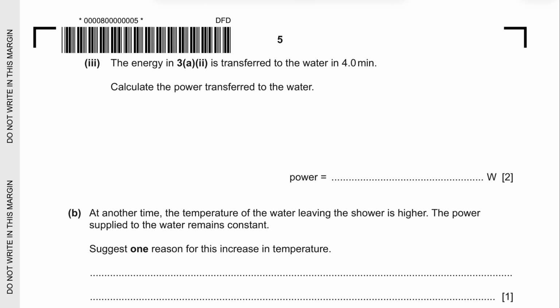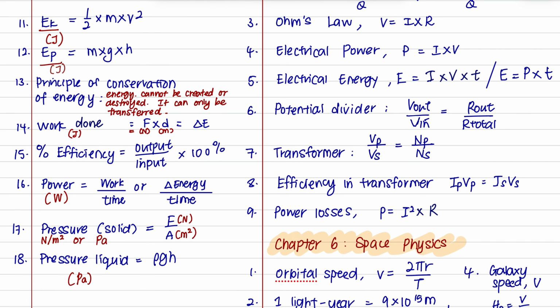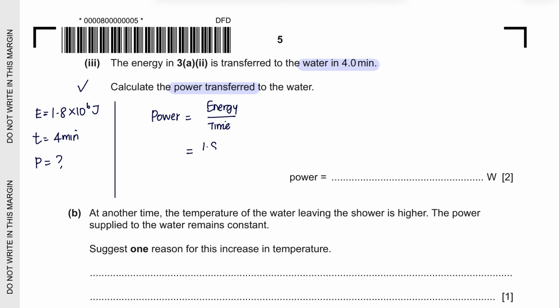Next, part 3, it says that the energy in 3a part 2 is transferred to the water in 4 minutes. Calculate the power transferred to the water. So always list down the quantities that you have, and then let's determine which formula is going to be applied here. So the formula related to power, energy and time is power equals to energy divided by time. So the energy here is 1.8 times 10 to the power of 6 joules.